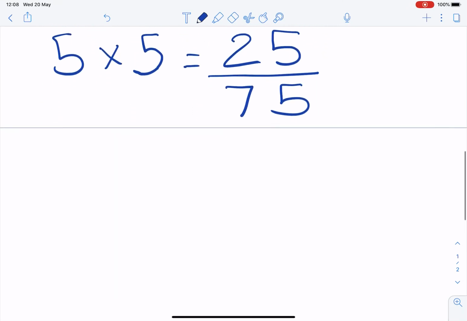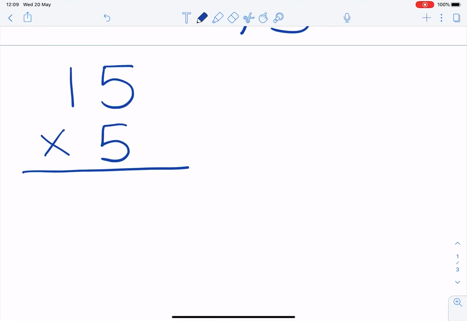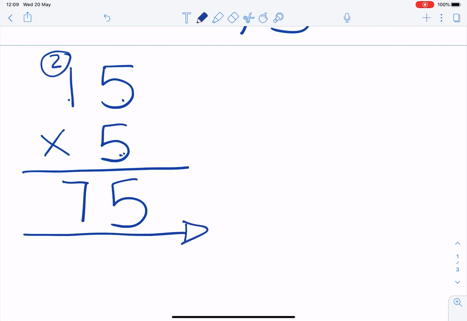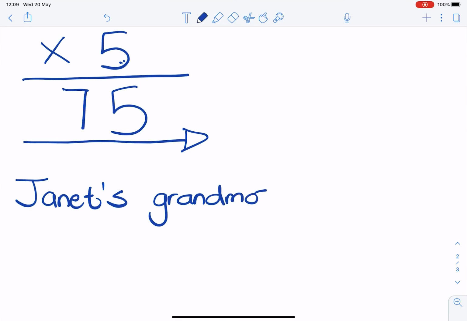Let's do it as a down sum. 15 multiplied by 5. 5 times by 5 is 25. 5 times by 1 is 5 plus the 2 is 7. Same answer, different method. And then don't forget to answer the question. Janet's grandmother is 75 years old.